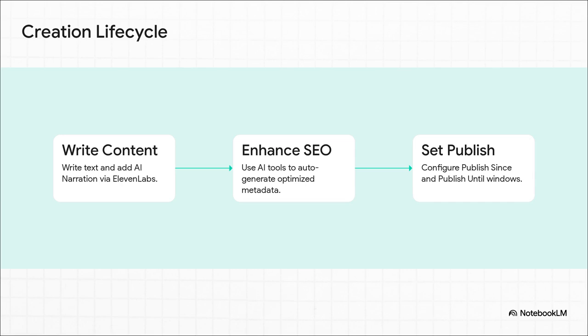Step 1, you write your content. But OmniCon takes it a step further. You can automatically generate AI narration using 11 Labs V3 audio tags, literally giving your article a voice instantly. Step 2, you use those built-in AI tools on the right to read your editor content and auto-generate SEO-optimized metadata, hitting your titles, descriptions, and top keywords. Step 3, you lock in your control by setting the publish since and publish until windows. I mean, you could write a holiday promo page in October, set it to publish automatically on December 1st, and have it securely archive itself on December 26th while you're comfortably sitting at home enjoying the holidays.